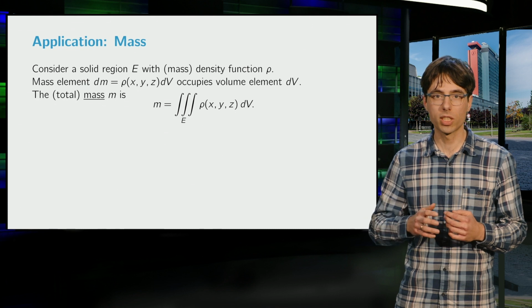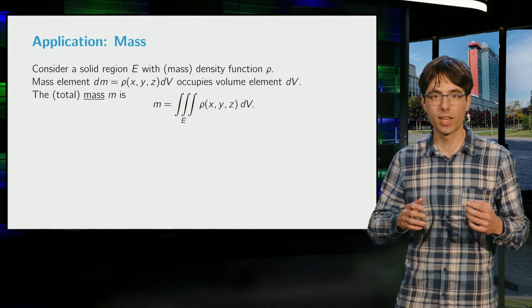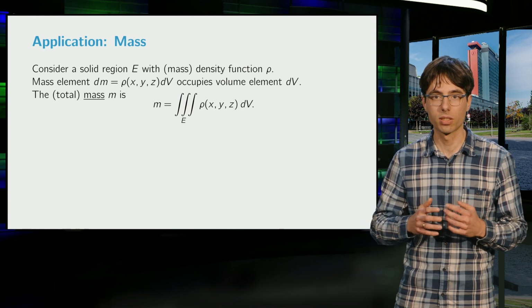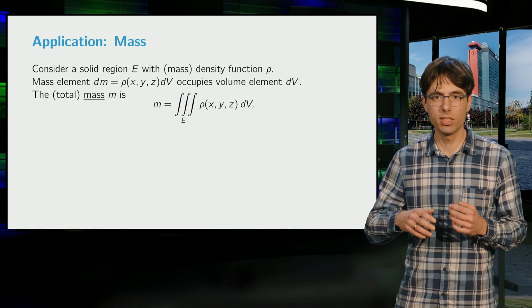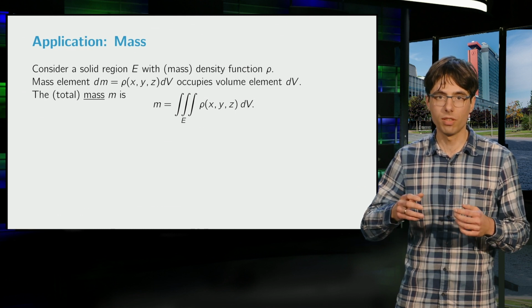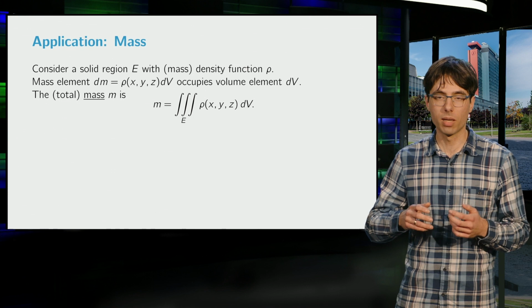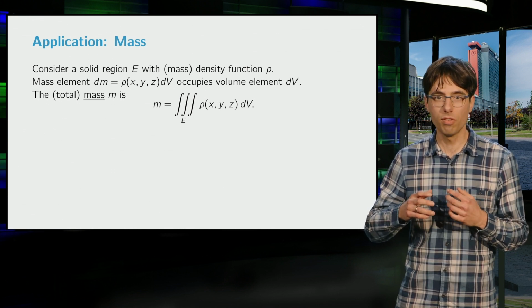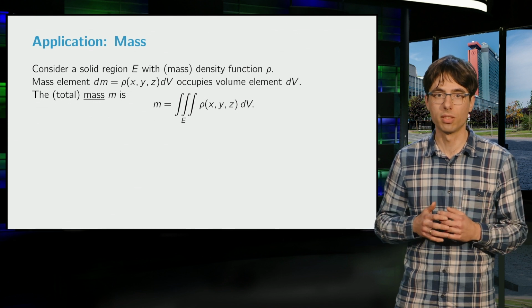Suppose you have a solid object with mass density function ρ of x, y and z. We want to find the total mass of the object. In order to do so, we need to add all the mass elements dm equals ρ times dV that occupy a volume element dV. This means taking a triple integral of the mass density function over this region.